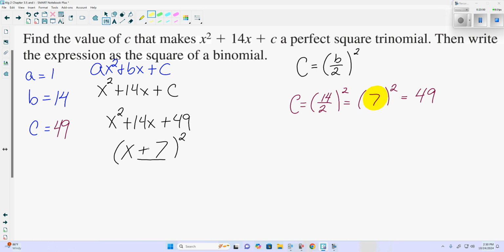Now on that same coin, if it had been negative 7 before we squared it, it'd be x minus 7 squared. It gives us the number and sign. Whatever the number and sign is when finding c before we square it here, will be the number and sign that goes in here.